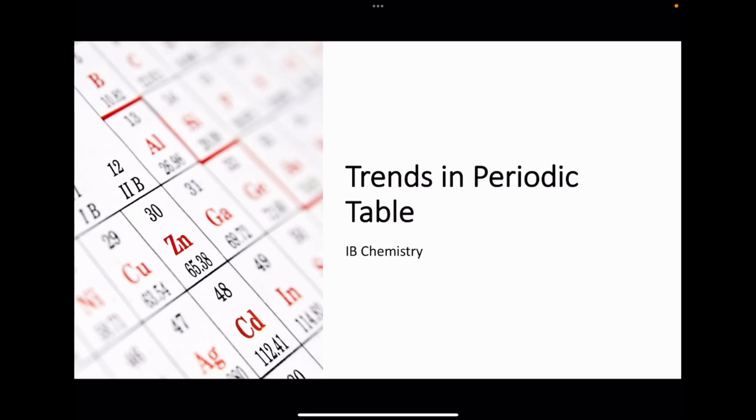IB Chemistry, Trends in the Periodic Table. Now, if the stoichiometry part, what we did at the beginning of the year, is about the mathematical side of chemistry, and then later on we'll move down to energy and rates and equilibrium, that's more like maybe a little bit of physics in chemistry.